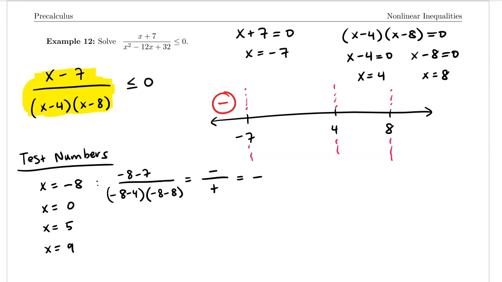Go ahead and plug in the other test numbers on your own and see what values you get. For the sake of time, I'm just going to tell you that the remaining ones, so between 4 and 8, that is going to be negative, and then between -7 and 4, and then 8 to infinity, those are going to be positive. So our solution set is going to be -infinity to -7, union 4 to 8. Now for each of these, I need to figure out whether we're going to put brackets or parentheses on our endpoints.